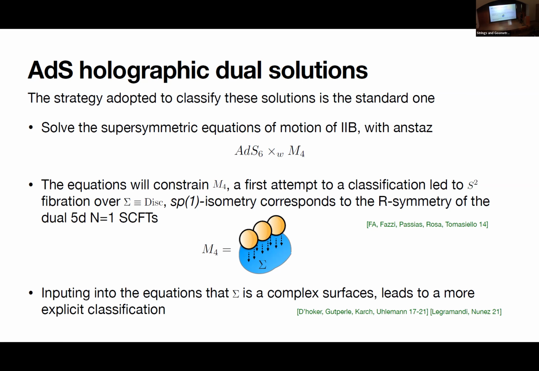Good. But if you are a bit more clever, as was done in this paper and also later with another kind of ansatz in this paper, you can impose from the beginning that the 4-dimensional space has to look like this, where you also impose that sigma is a complex surface, so it's parameterized by some holomorphic coordinate. If you do this, you get a very nice explicit classification of these solutions, which you can use to understand what they are.